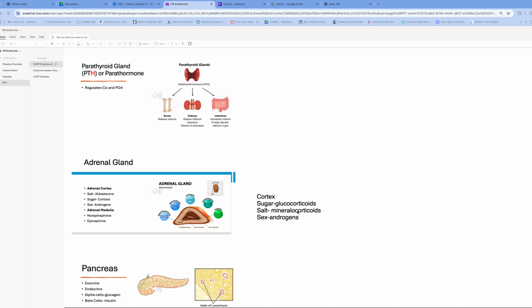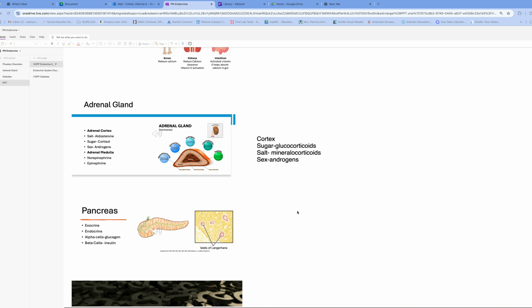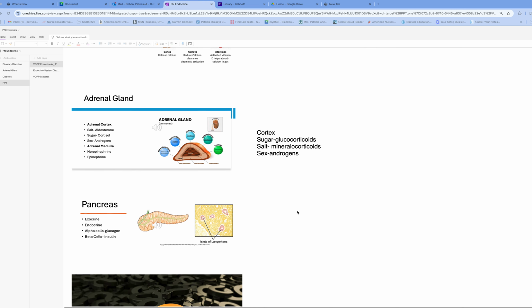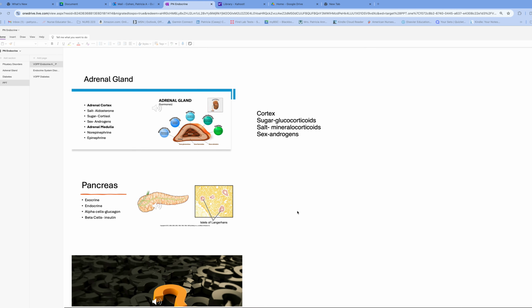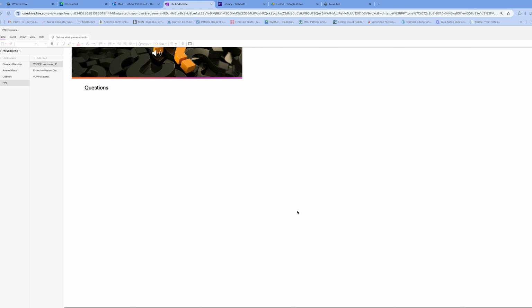Okay. The adrenal gland, you're going to need to know which hormones are secreted from the cortex versus the medulla. Okay, so in the adrenal medulla, we have the catecholamines, and in the cortex, we have sugar, salt, and sex hormones. The pancreas, we're going to get into more detail for the next exam.